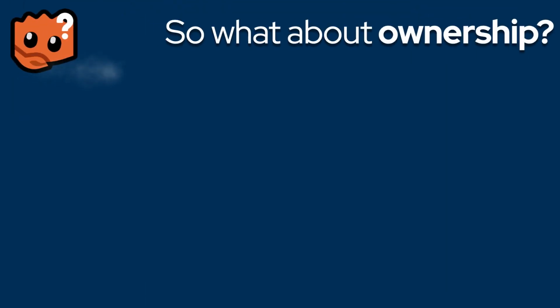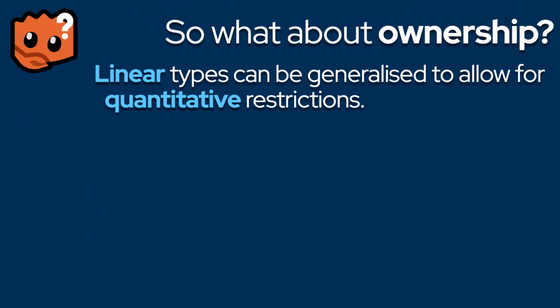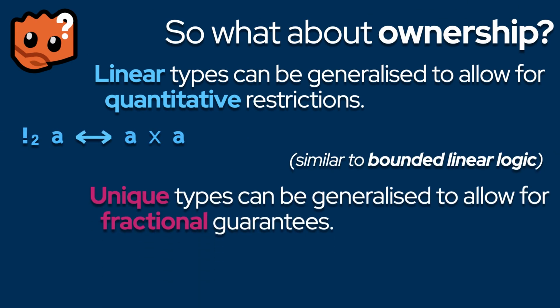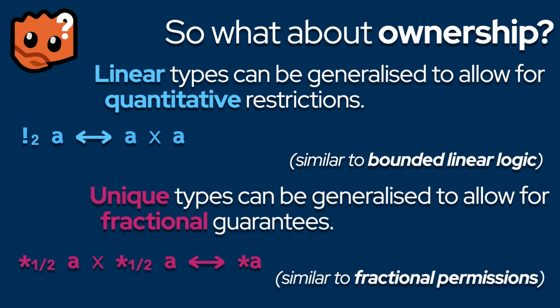So how does ownership fit in? Well, languages like Granule and Idris have graded types, which offer more precise restrictions than linearity. Similarly, we can split up a uniqueness guarantee into fractions that can be put back together again later. This work is ongoing, but we hope that this will be a way to understand Rust's more fine-grained memory management and the ideas behind borrowing.